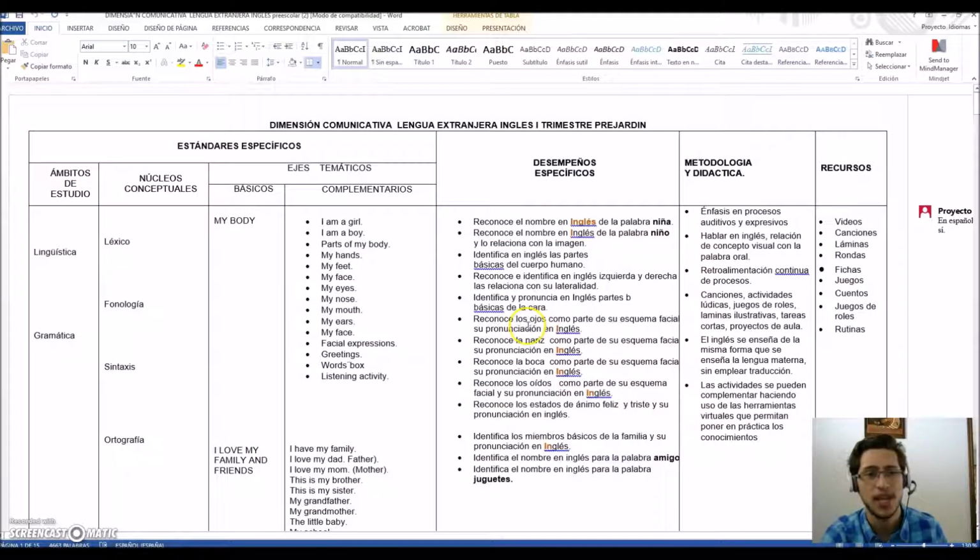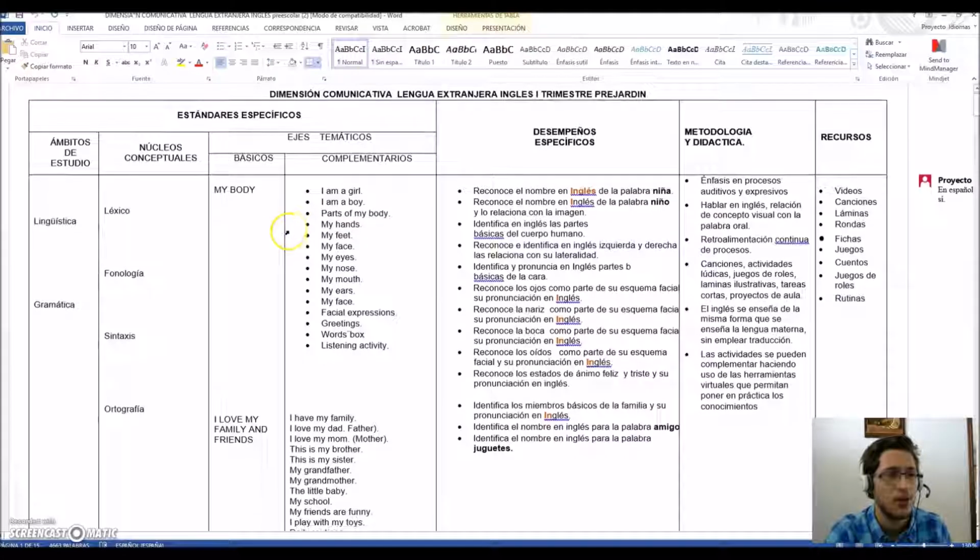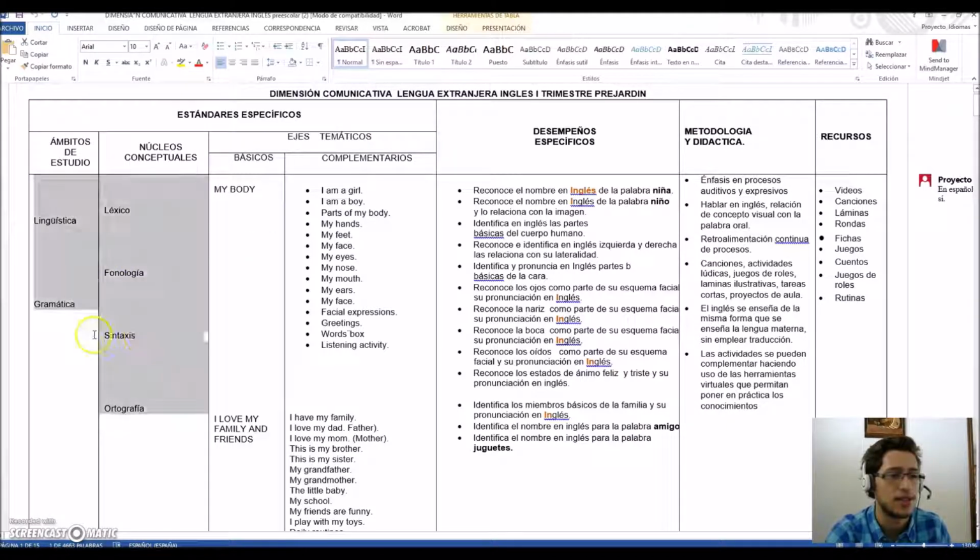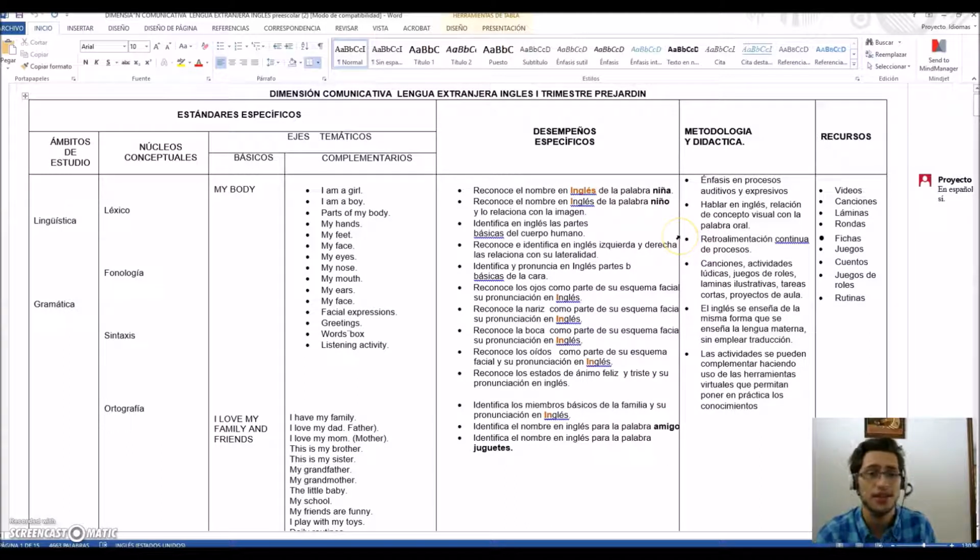one of the plans that you sent. This is an example from preschool, and this is from Pamplona. We can see here that everything is very well structured. We have the different domains, the different language levels: vocabulary, phonics, syntax, spelling, different topics like my body, family, friends, and we have the standards, also resources, methodology, and didactics. Everything is okay. That is excellent.